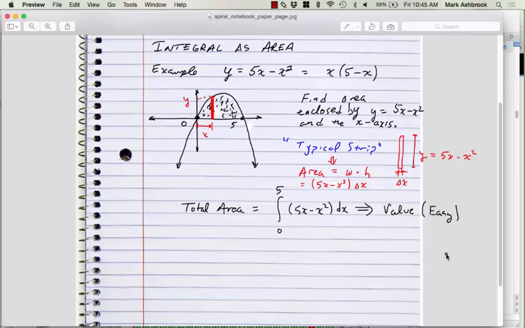Okay, so what if we looked at something else instead? Any questions on that one? So now I'm going to start with an integral and ask you, what would that represent? So now I'm going to say 0 to 8, 5x minus x squared dx. What would that represent?